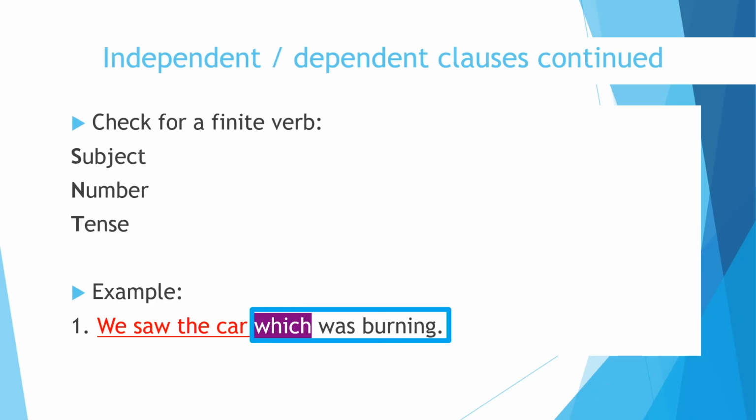Let's look at we saw the car. Let's use SNT to see if this part of the sentence contains a finite verb. Does the sentence have a subject? Yes, we. Does the sentence have a number? Yes, we is more than one, so therefore it is plural. Does this sentence have a tense? Yes. Therefore, the main or independent clause in this part of the sentence is we saw the car, and the dependent or subordinate part of the sentence is which was burning.